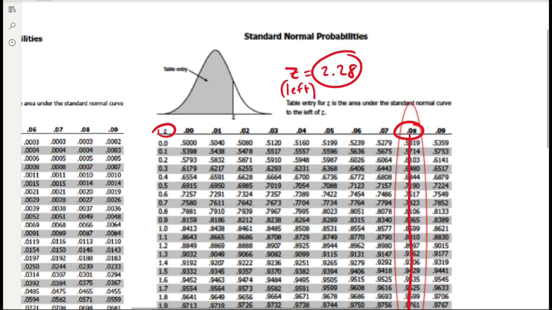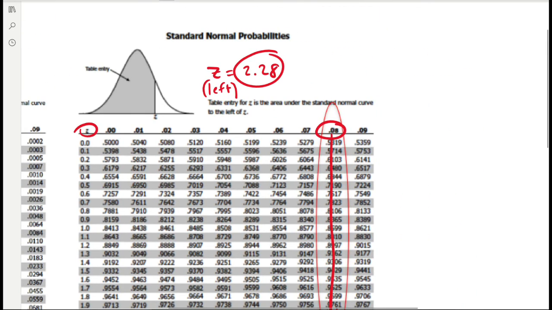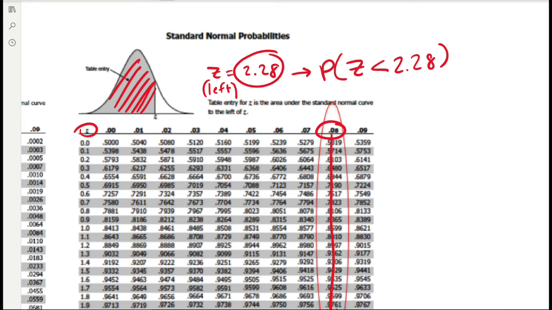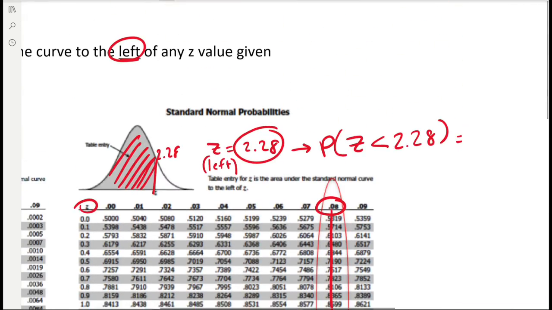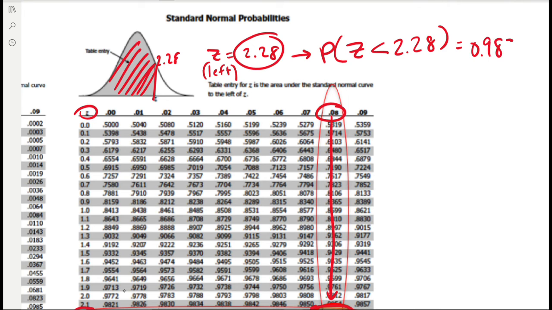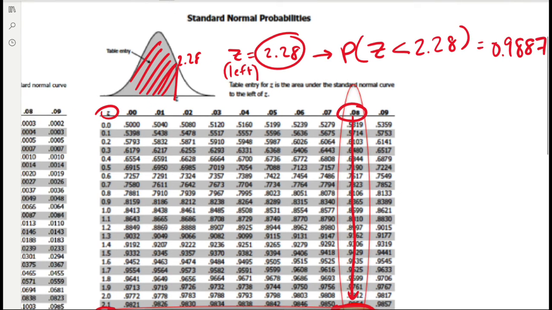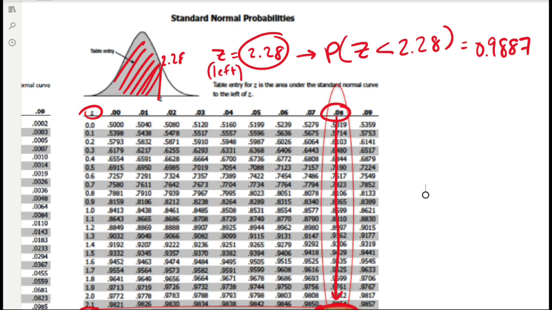So in this case, the area to the left of z equals 2.28, which we'll call P of z is less than 2.28, indicates that we're looking for the area, or the probability, of the curve to the left of z equals 2.28. And that area, we said, was 0.9887. So this is an example of how you would use the z-table to find areas to the left of the normal distribution curve.